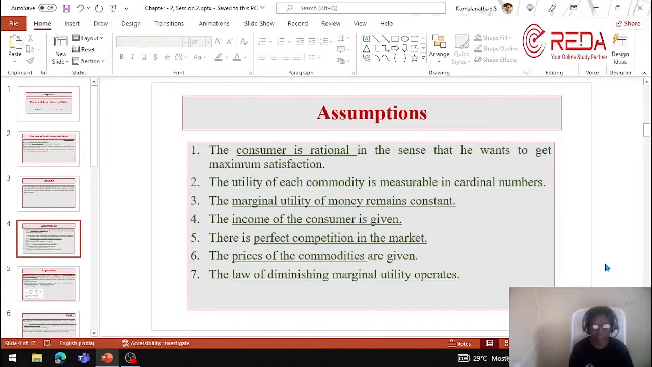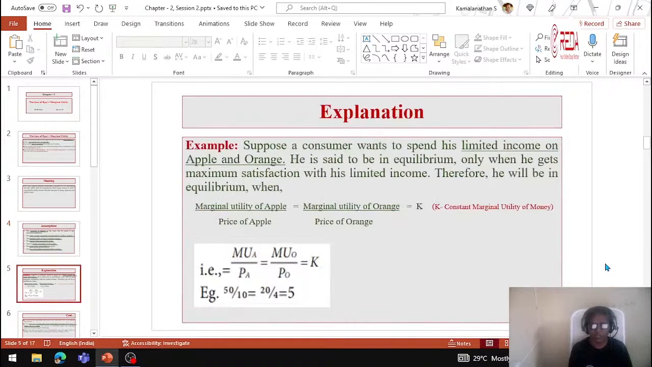Then next, as I told you, the law of equimarginal utility is the continuation of the law of diminishing marginal utility, or we can say it is the second part of the law of diminishing marginal utility. How and why, all those things we will see in the coming concepts. Now here, as I told you, the consumer is ready to purchase two kinds of commodities with a limited income in his hand.